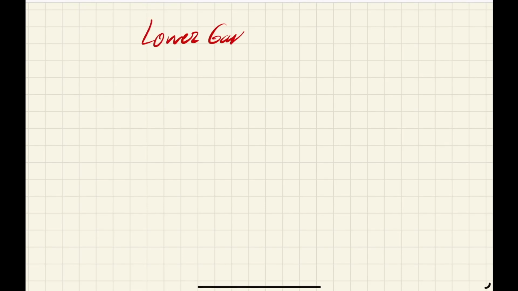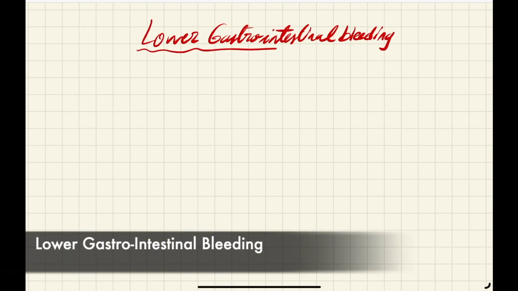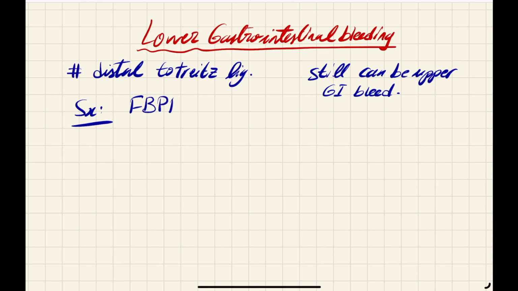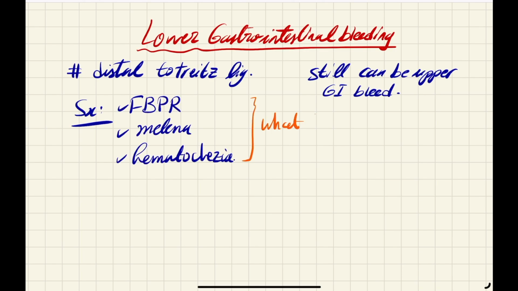Welcome back to this review series. We are going to discuss lower gastrointestinal bleed. So it is, as we said before, distal to the Treitz ligament, and it still can be an upper GI bleed. So we can see fresh blood per rectum, melena, or hematochezia.